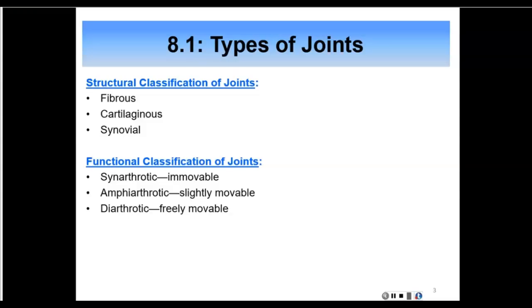We classify joints in two ways: by their structure, so what they're made of, as well as how they move, or their function. The structural classification of joints has three types. We have fibrous, cartilaginous, and synovial. Functional classifications of joints are synarthrotic, meaning immovable, amphiarthrotic, meaning slightly movable, and diarthrotic, meaning freely movable.